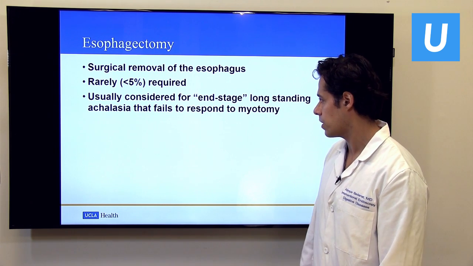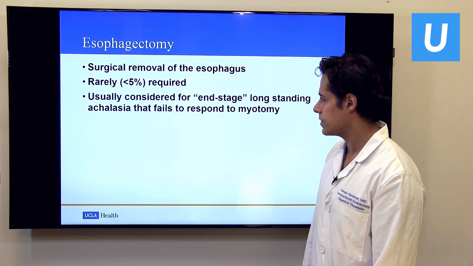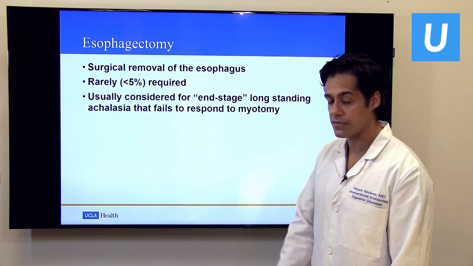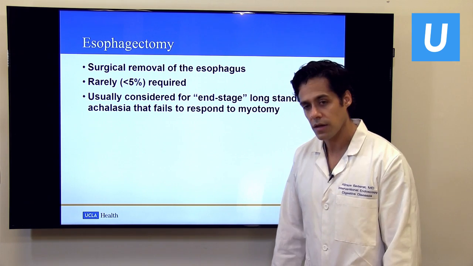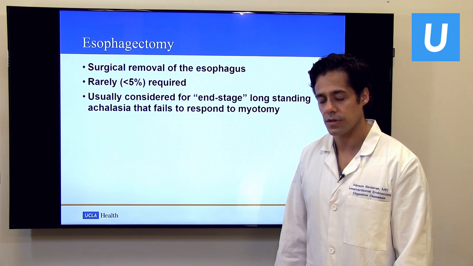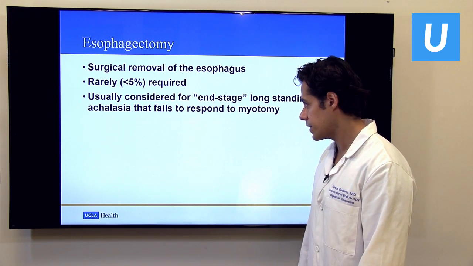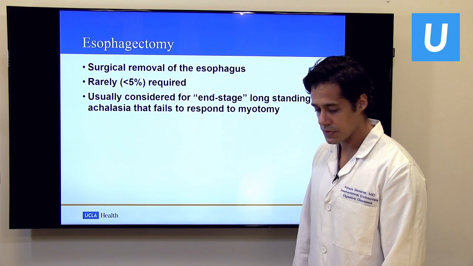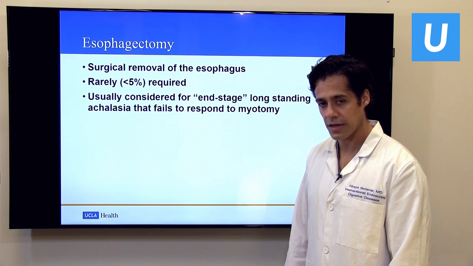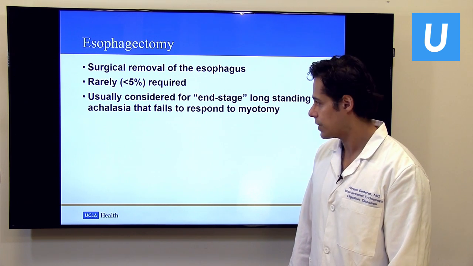That's obviously a major operation. It's usually only considered for someone who has failed other interventions, meaning a myotomy has been attempted but was ineffective. That's a major operation. We try to obviously avoid it. The good news is at UCLA we have fantastic thoracic surgeons and they have very good outcomes.